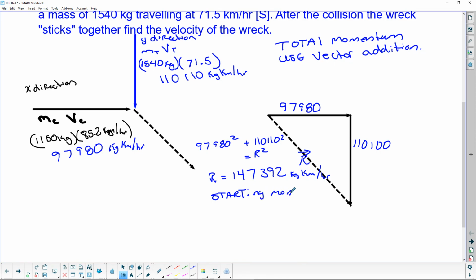In terms of the size, we need to find a direction so that we can say our momentum is that, so much to the east, so much to the south. We need a direction so that we know which way this line is actually pointing. So to find a direction, we're just going to do tan.